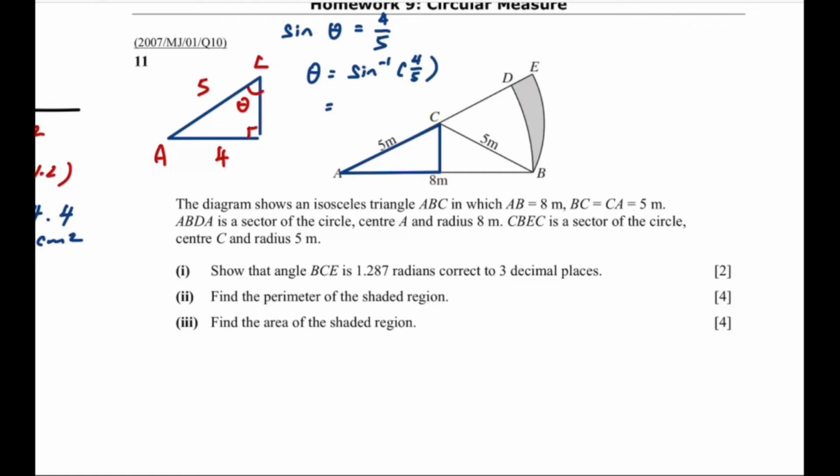Make sure your angle input is in... Oh, never mind. We can just keep the answer in radian. Shift sine 4 over 5. 0.927. Okay, so this is 0.927. This will be the same. You need to find the angle here. So angle BCE equals pi, 180 degrees, because it's a straight line, minus 0.927 minus 0.927.